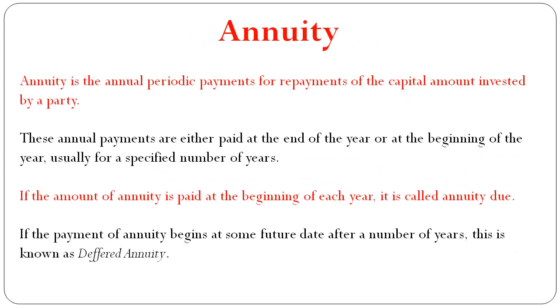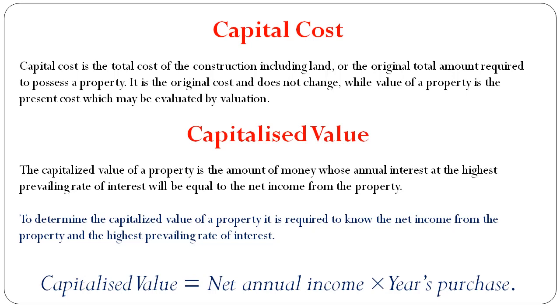Annuity is the annual periodic payments for repayments of the capital amount invested by a party. These annual payments are either paid at the end of the year or at the beginning of the year, usually for a specified number of years. If the amount of annuity is paid at the beginning of each year, it is called annuity due. If the payment of annuity begins at some future date after a number of years, this is known as deferred annuity.